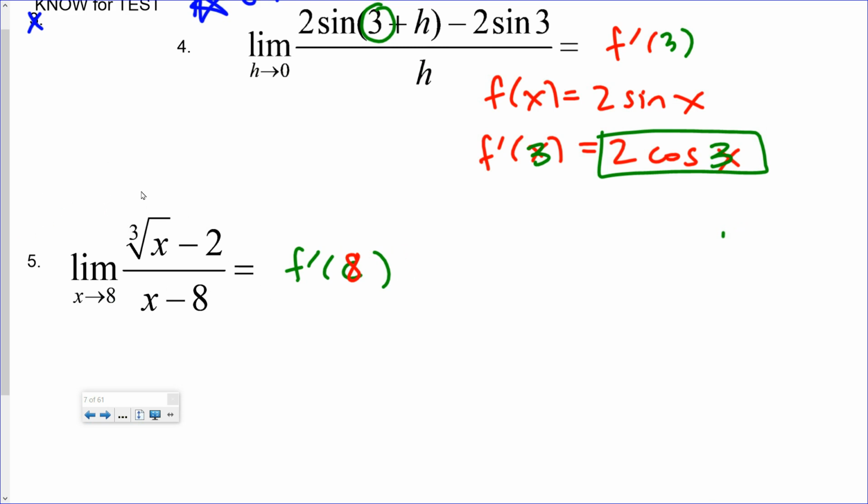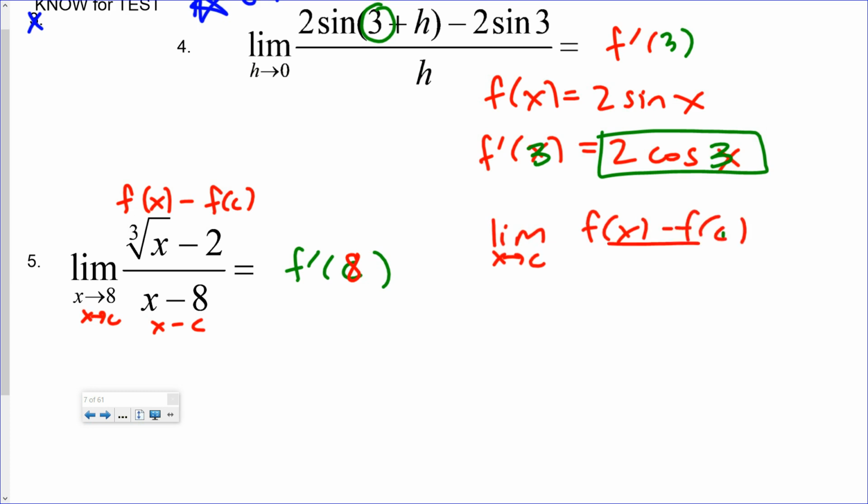Now, if you know the alternate definition of a derivative, what you'll know is that this is the formula right here. And you need to know this anyway for your test. So let's just go ahead and write it. If I ask you for the alternate definition of a derivative, you need to say that this is equal to the limit as x goes to c of f of x minus f of c over x minus c. Are you comfortable with that, guys?